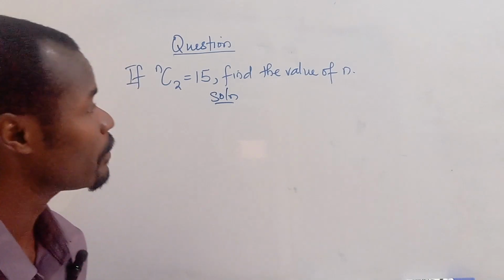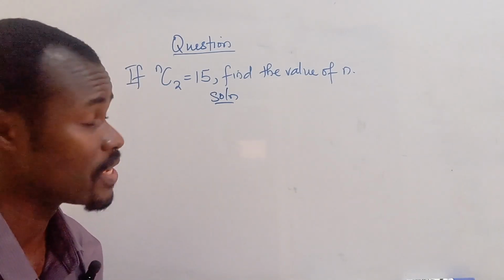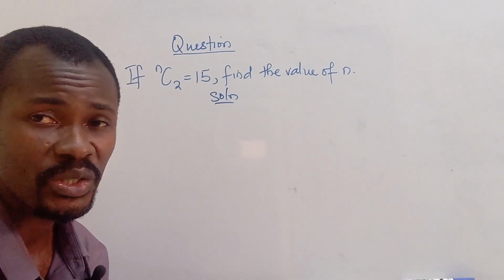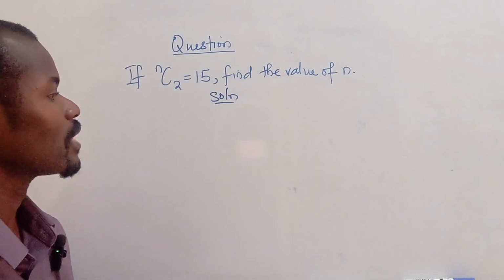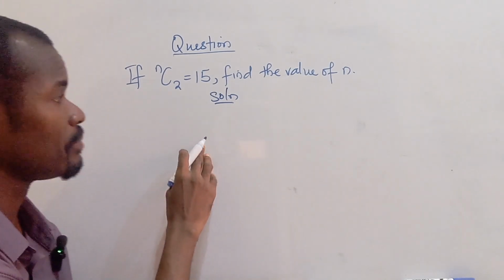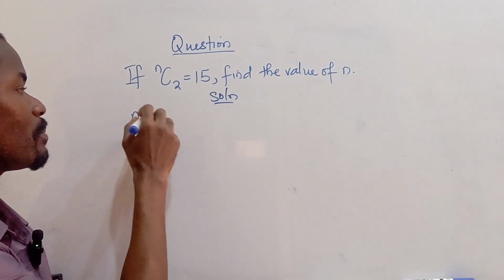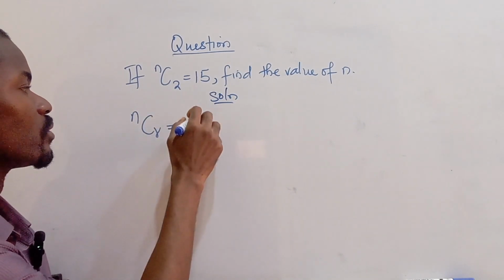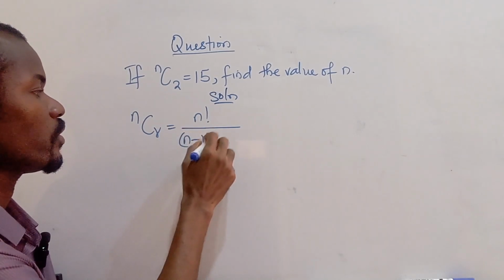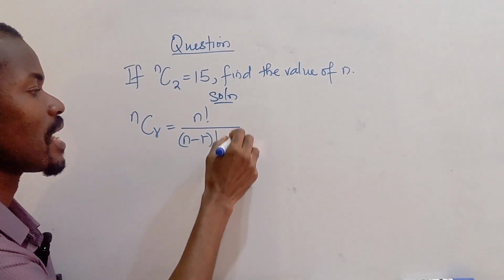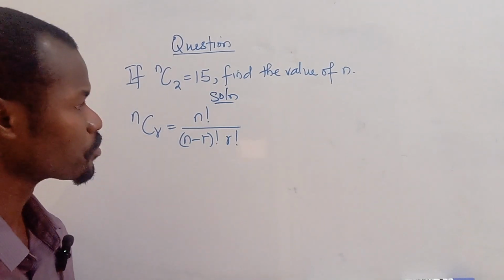Alright, so today we have a problem on the board on combination. It says if n combination 2 is equal to 15, find the value of n. All we need to do in this problem is remember that n combination r is n factorial divided by n minus r factorial, then we bring down r factorial.